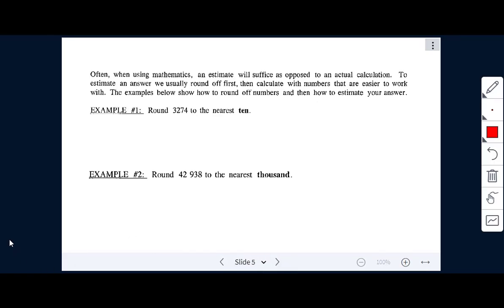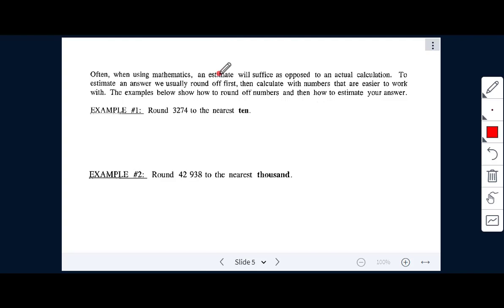All right, often when using mathematics, an estimate will suffice as opposed to an actual calculation. So we usually round off first, then you can calculate with numbers that are easier to work with. All right, so here we're going to take 3,274 to the nearest 10. What should it be? And then we have 42,938. We're going to round it to the nearest thousand. What should it be? So example 1, round 3,274 to the nearest 10.